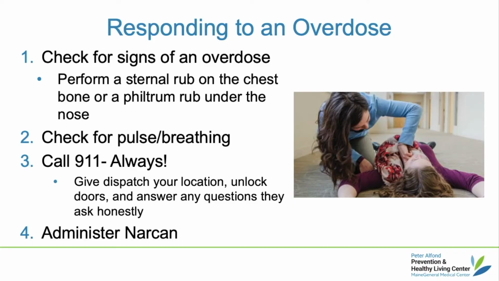When responding to an overdose, the first thing you will do is recognize the signs of an overdose and check for responsiveness. The best ways to check for responsiveness are to perform a sternal rub on their chest bone or a philtrum rub. A philtrum rub is when you rub your knuckles in the groove above their upper lip. The next step is to check for breathing and a pulse and then call 911.